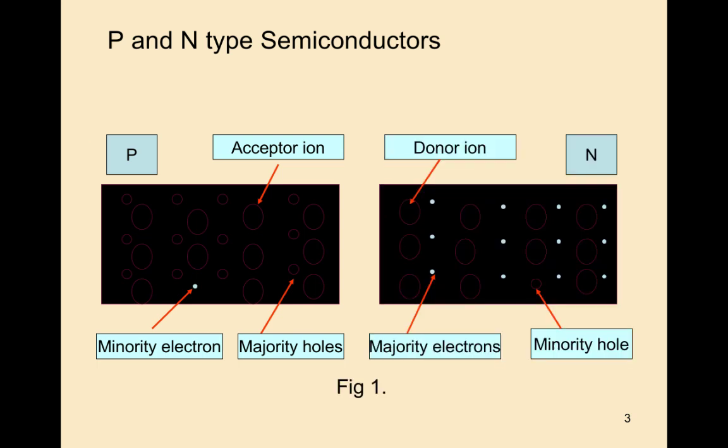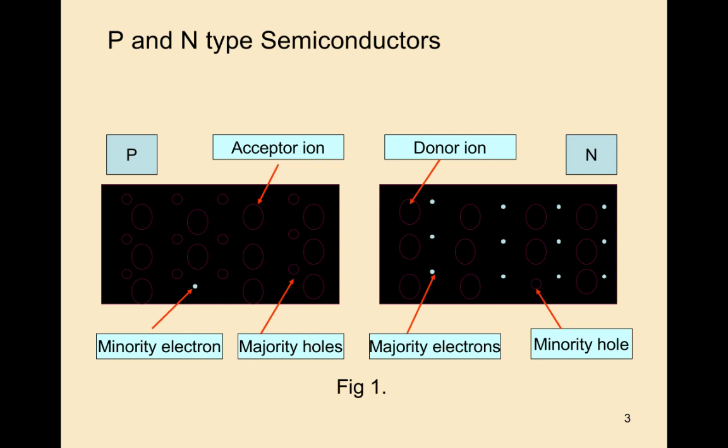Next we take an n type semiconductor. We know how the n type semiconductor is formed. This is another type of extrinsic semiconductor. By adding pentavalent impurities to the pure semiconductor, we get an n type semiconductor. In it, minority carriers are the holes and majority carriers are the electrons.